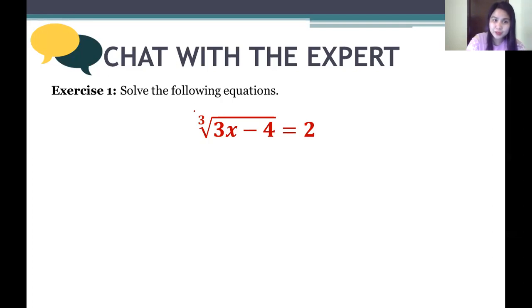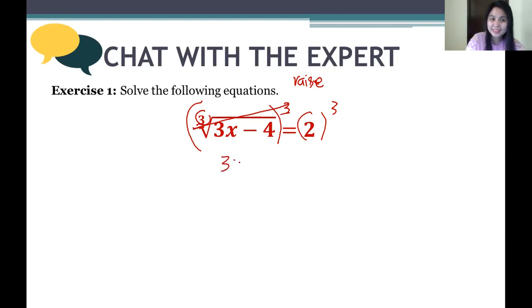3. 3, very good. Like what Jared said, we need to multiply. Actually, it's not multiply. We need to raise. That's the correct answer. We need to raise both sides by the power of 3 because the index is 3. And since our index and exponent are the same, then we can cancel the radical sign. We now have 3x minus 4 equals 2 cubed. That's 2 times 2 times 2, 8.